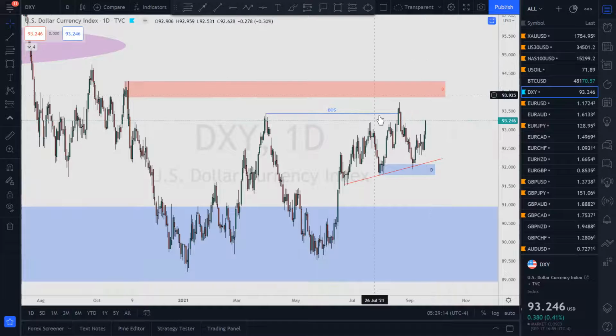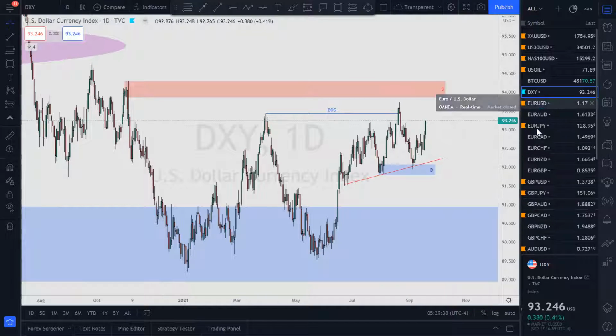This is the Dixie now. We'll know whether price will break on through this or respect this bearish order block and start heading down, which would indicate weakness in the dollar. All right, so this is something to watch. But up until it gets there, we're looking at dollar strength. All right, for the short term.